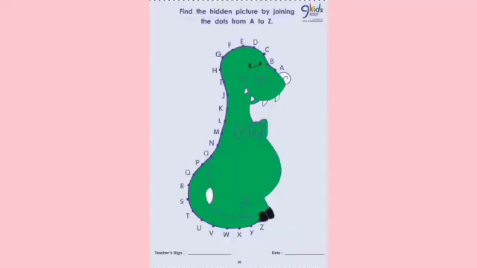This is the solution of your first worksheet. In this worksheet, you had to find the hidden picture by joining the dots from A to Z. Look kids, this is a dinosaur. I have colored this picture with green color. Hope you all have done this worksheet nicely.